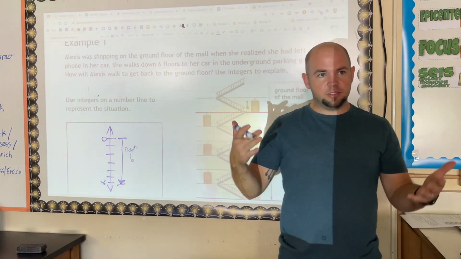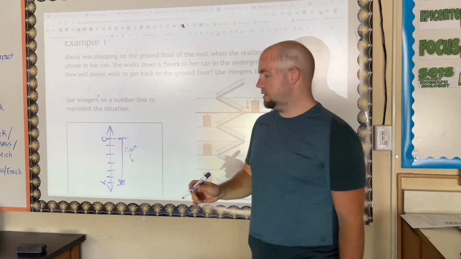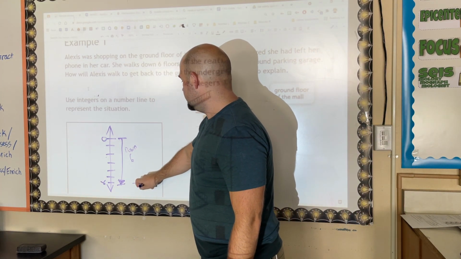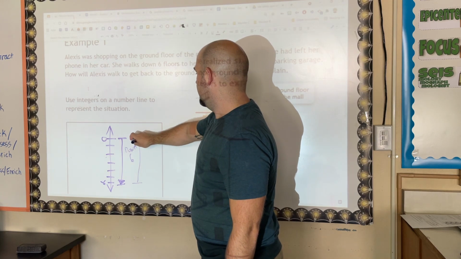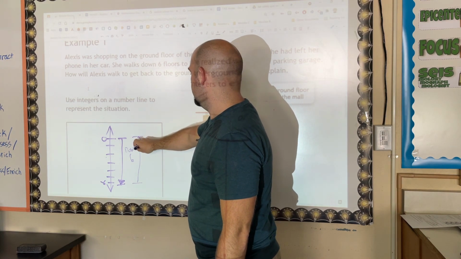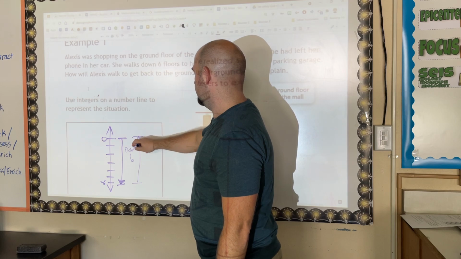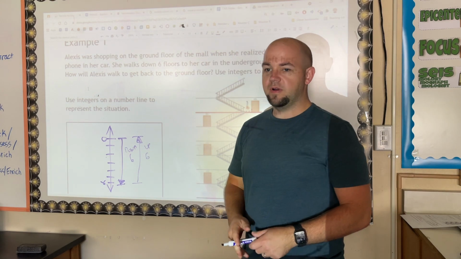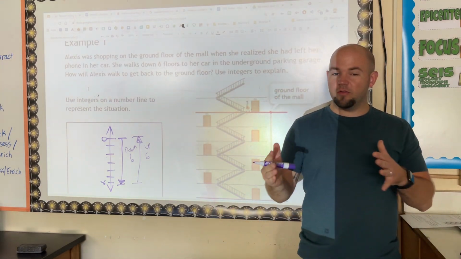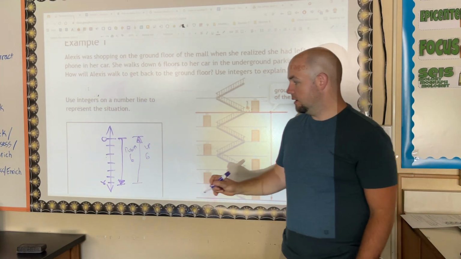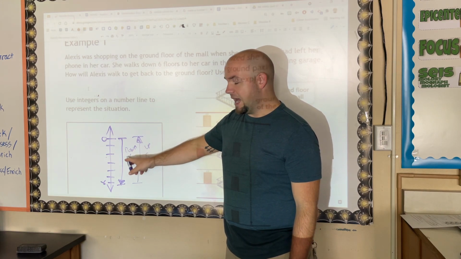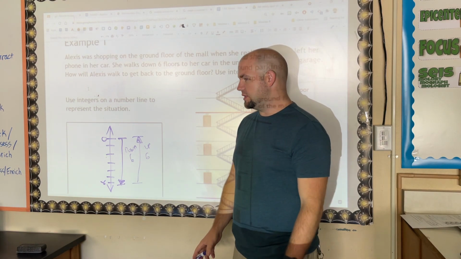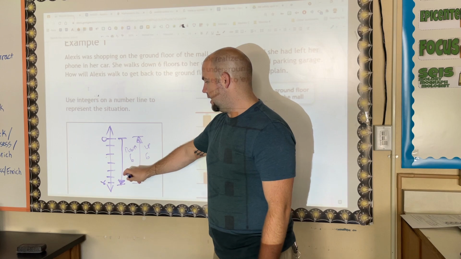And she goes down there, she gets her phone, she does what she needs to, she's done at her car. She's gonna go back up to where she was shopping at, and she's gonna go up 6 floors. So she'll move up those 6 floors. So overall, there's 2 integers there. One was down 6, but what's the integer to represent that? It would be negative 6.